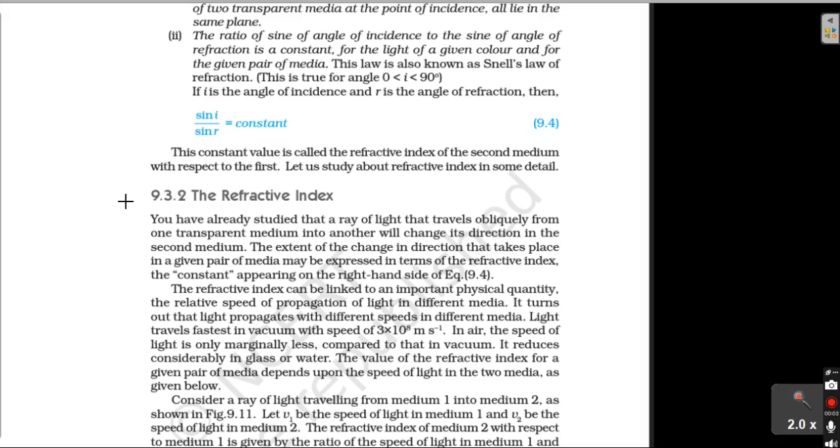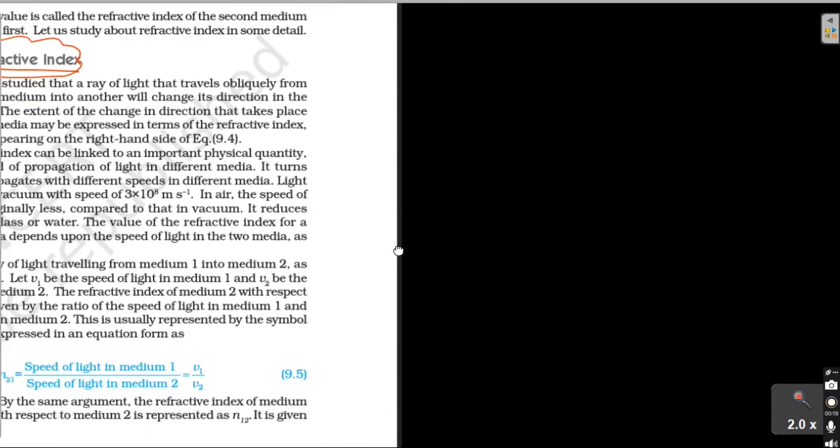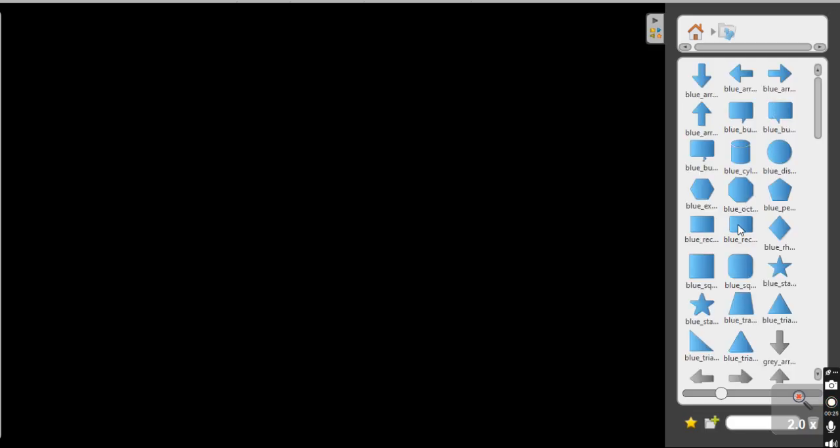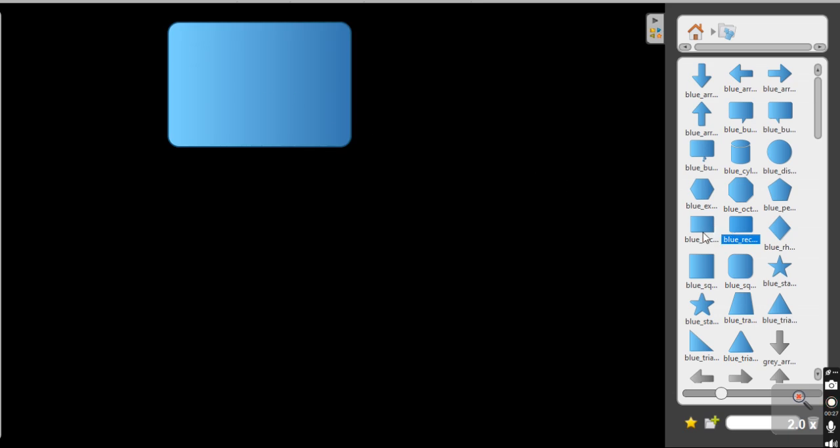This is also one of the most important topics, and sometimes you find it difficult. What is that? Refractive index. So basically, if we talk about refractive index, what do we have to keep in mind and what are the things we have to see? It's very simple. Let us consider that we have two mediums. This is the first medium and this is the second medium.